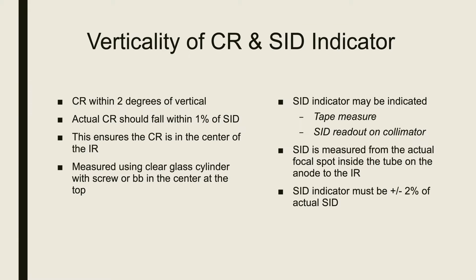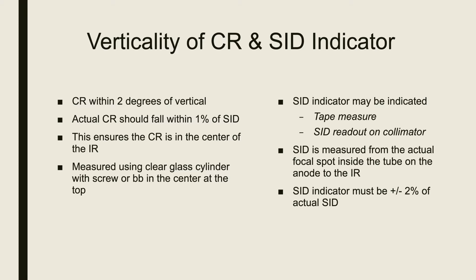The verticality of the CR and the SID indicators. Verticality of CR is just making sure that the center point of your X-ray light is within 2 degrees of vertical. So the actual CR should fall within 1% of the SID. And this, again, just ensures that your CR is in the center of your detector or the IR.